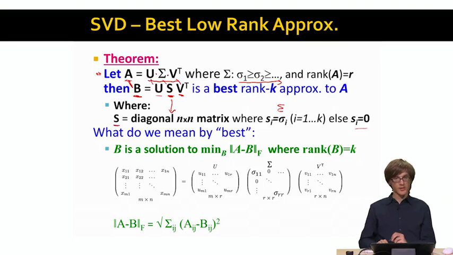So the way I can think of this is the following. I can think that B is simply a solution to the question, what is the best matrix B that I can find that minimizes the Frobenius norm, where I want the rank of B to be equal to k. So k is the number of dimensions we allow ourselves, the number of coordinates, and what we want to find is the best B that most faithfully represents the data, represents the matrix A.